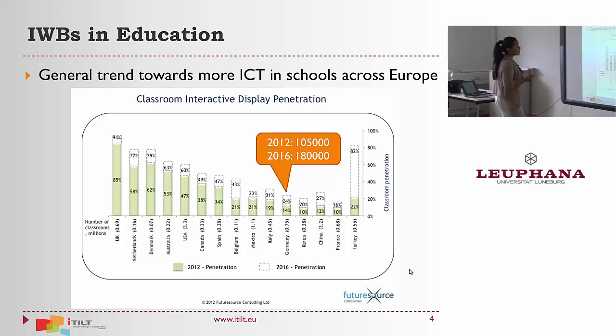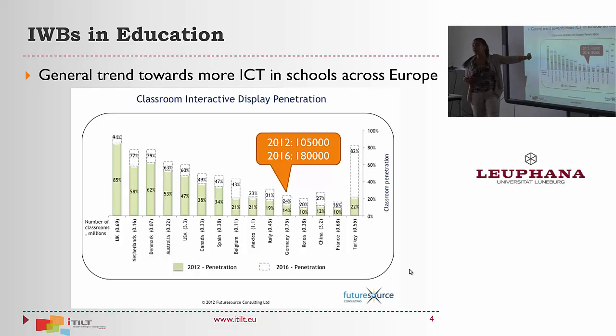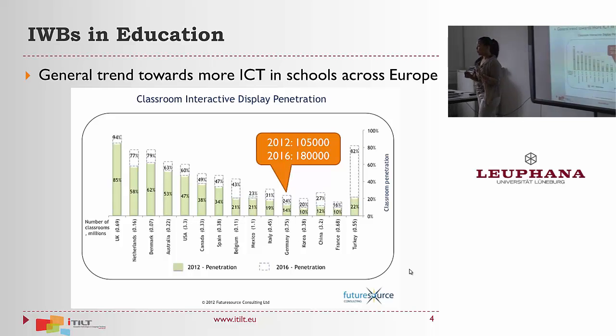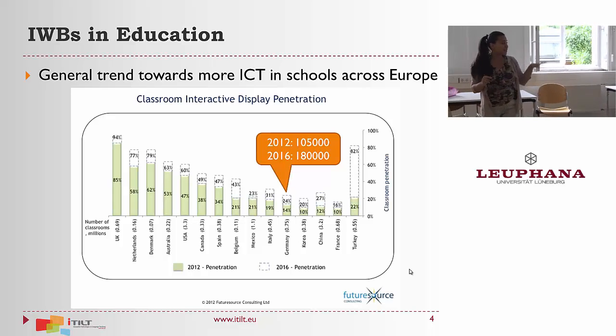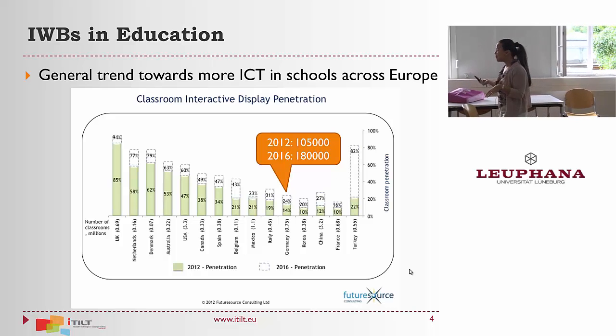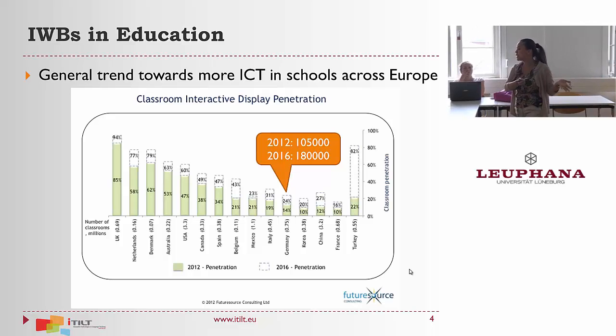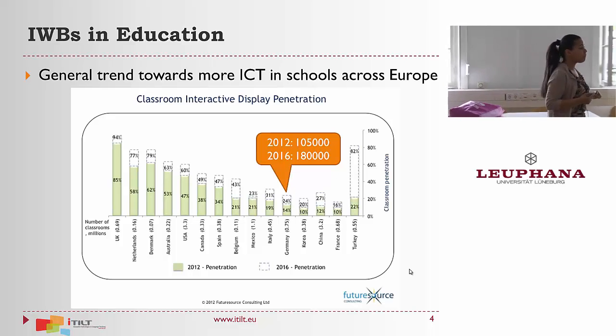But it's expected, so this is the statistics for 2012, and it's expected 94% of the classrooms will be equipped with interactive whiteboards by 2016. Okay? Actually, I already thought that in the UK, 90% or 94% of the classrooms were equipped with interactive whiteboards, but it's not true according to this survey, which is actually a very good survey.